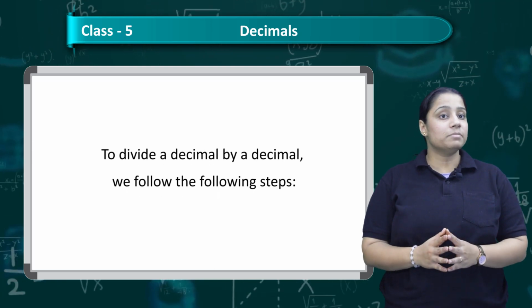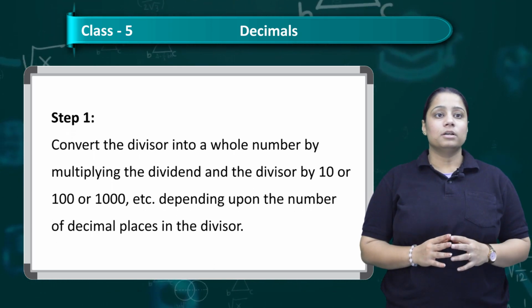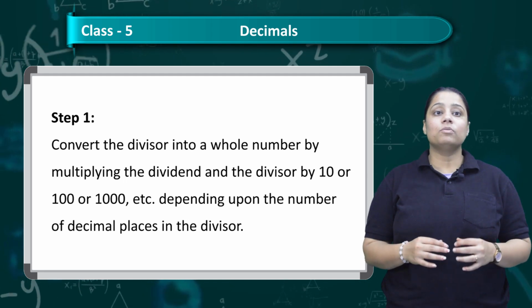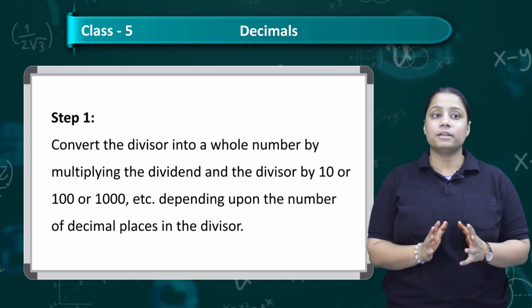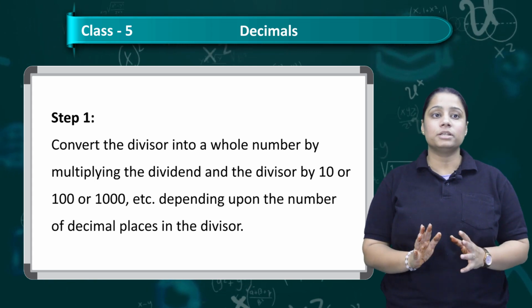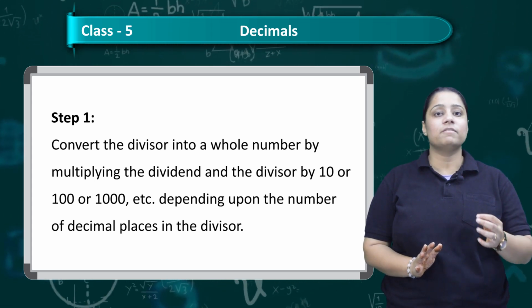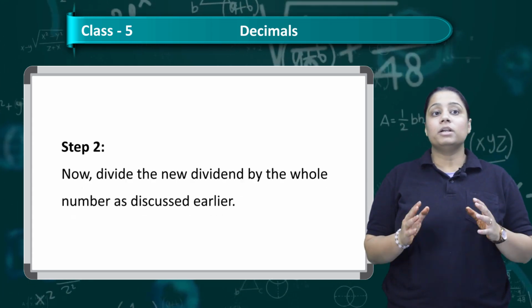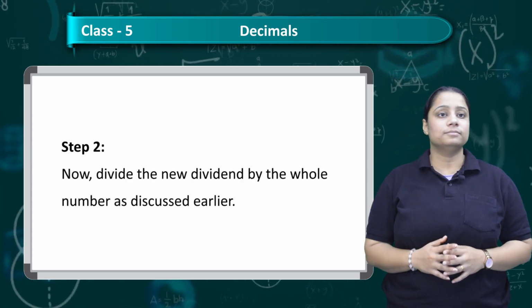Division of a decimal by a decimal. To divide a decimal by a decimal, we follow the following steps. Step 1. Convert the divisor into a whole number by multiplying the dividend and the divisor by 10 or 100 or 1000, etc., depending upon the number of decimal places in the divisor. Step 2. Now divide the new dividend by the whole number as discussed earlier.